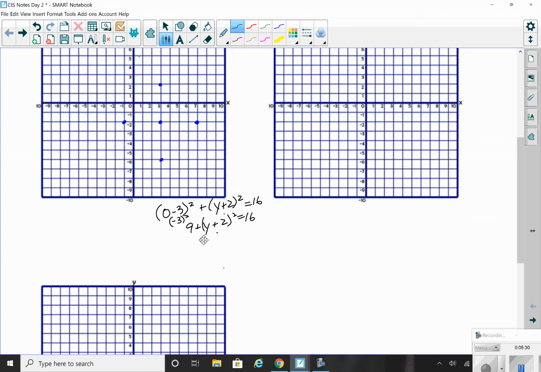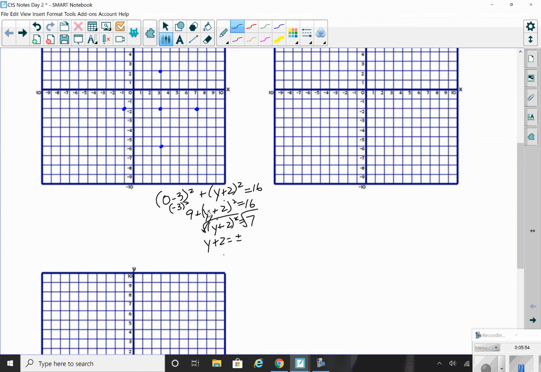You can subtract the 9 over to the right side, right? Subtract 9 from both sides. So you have y plus 2 squared equals 16 minus 9, which is 7. Again, you're trying to solve for y. This whole expression is squared. The opposite of squaring is taking the square root, right? So we get y plus 2 equals, and remember this is plus or minus, right? You have two options there, positive or negative. The square root of 7, if you use your calculator, I think it comes out to 2.65.